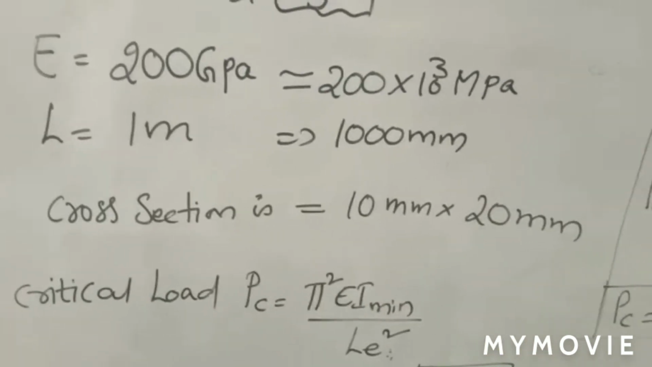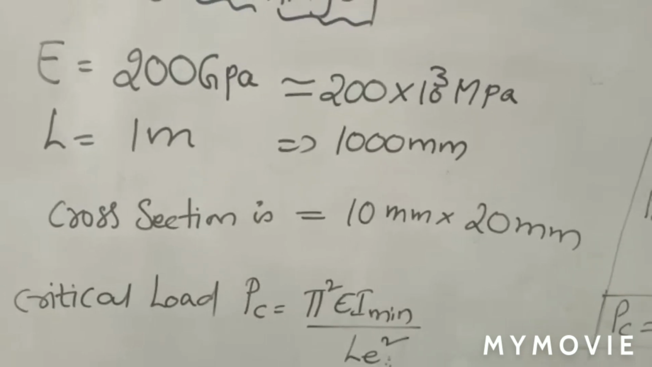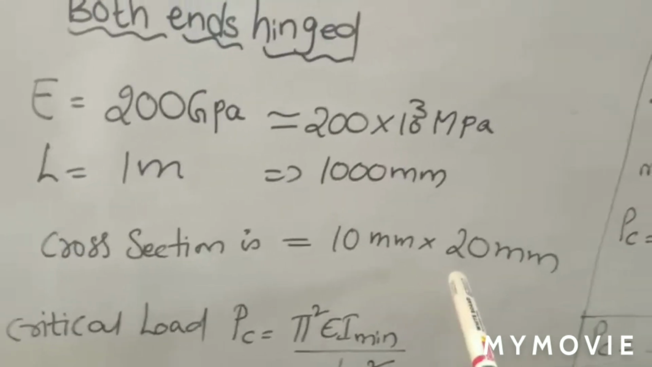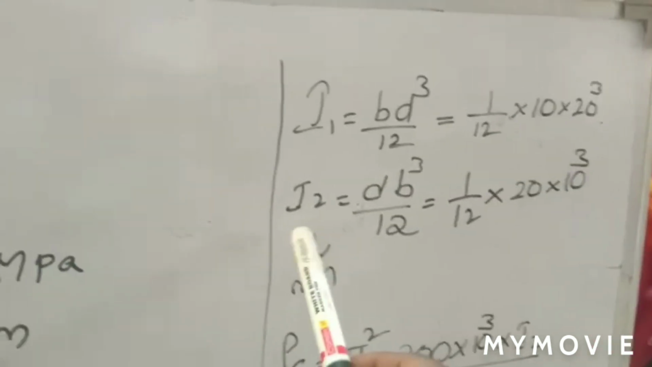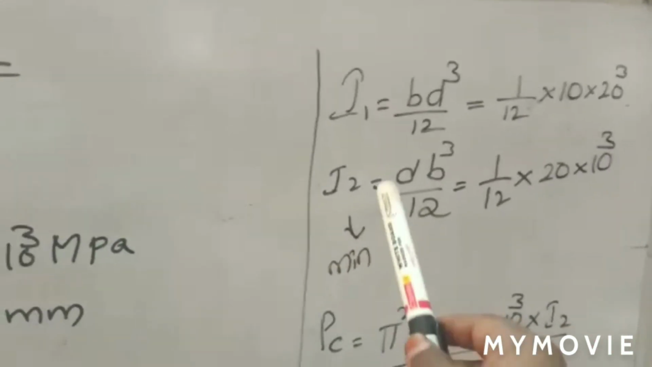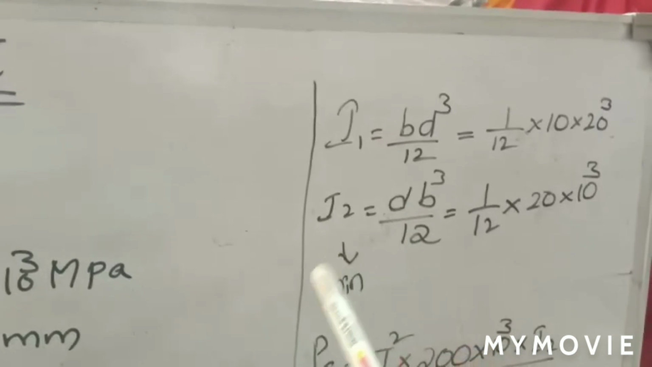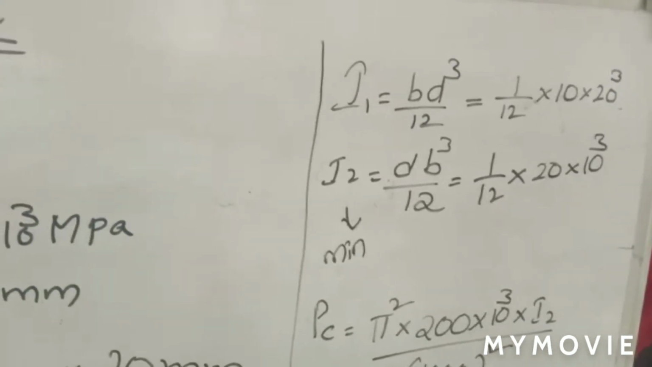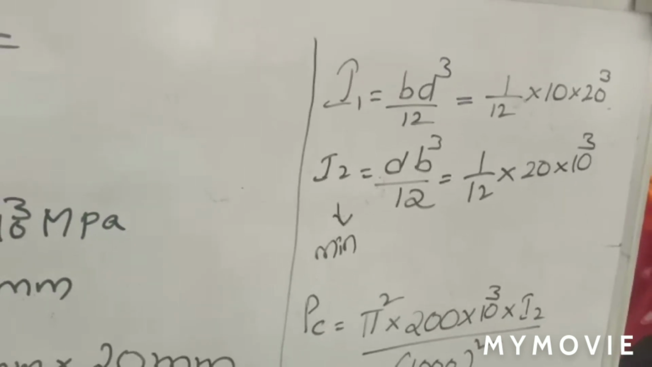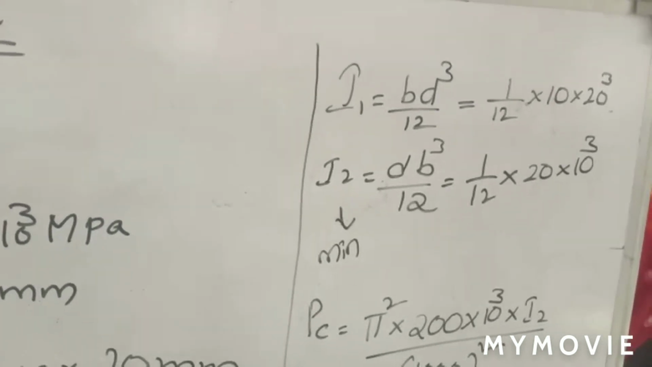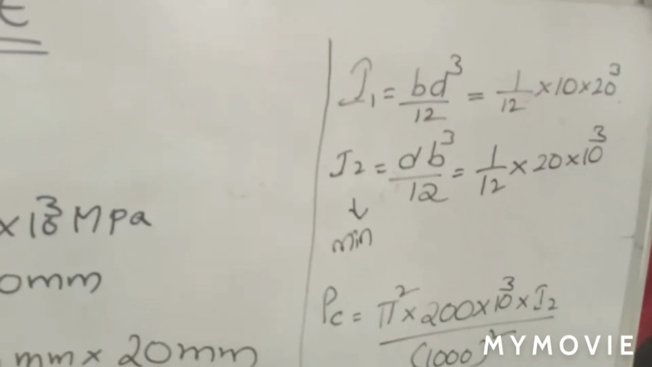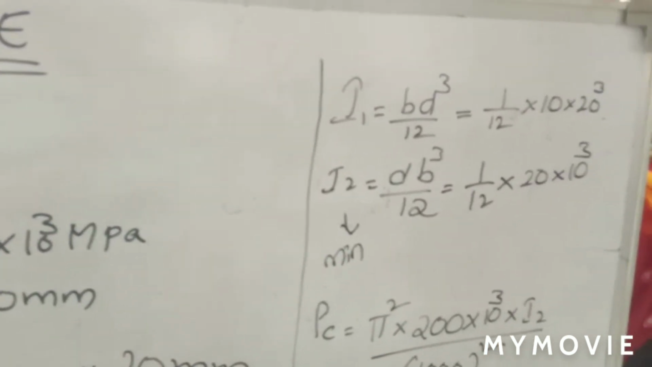In order to get the I minimum value, you calculate the I value, which is the moment of inertia of this rectangular cross section. The formula is I1 equal to b d cubed by 12 and I2 equal to d b cubed by 12. Both cases are very important to consider, because we don't know in which direction we have the minimum value. So I am considering both the I1 value and the I2 value.